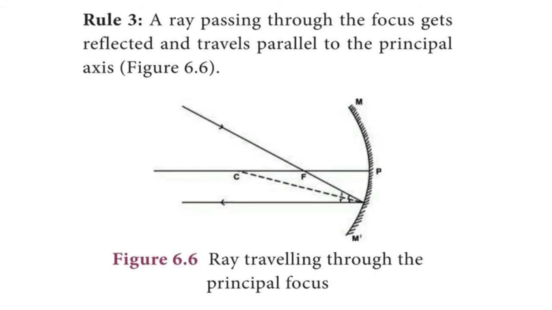Rule 3. A ray passing through the focus gets reflected and travels parallel to the principal axis. So here in this ray diagram, a ray is passing through the principal focus. After touching the mirror, it reflects back parallel to the principal axis. So when a ray is parallel to the principal axis, it reflects back through the principal focus, and when a ray passes through the principal focus, it is reflected back parallel to the principal axis.